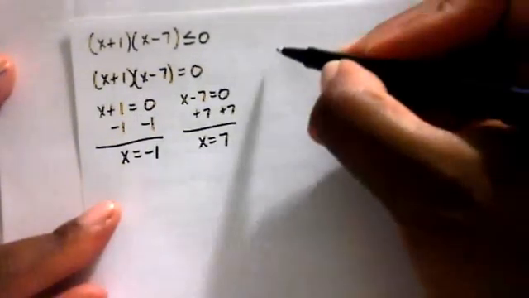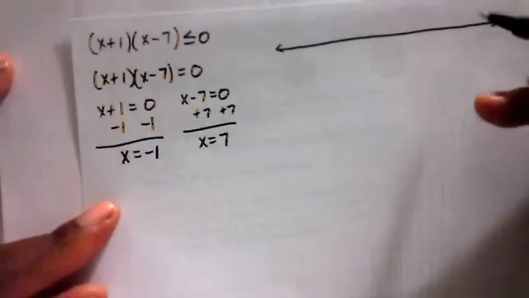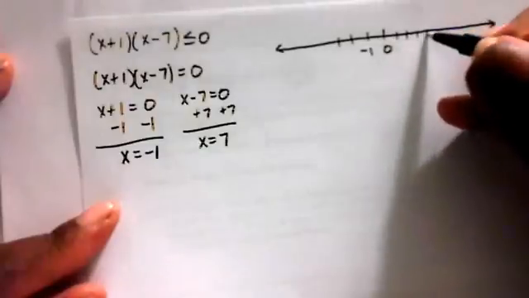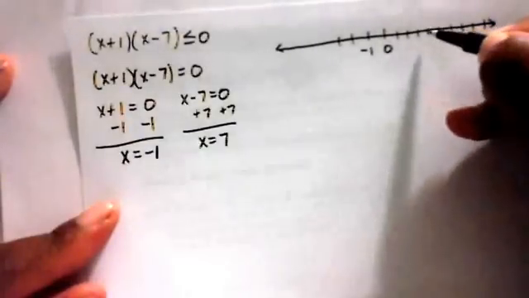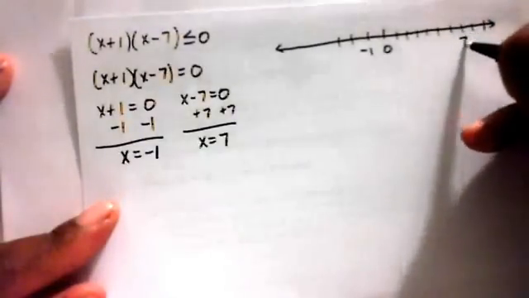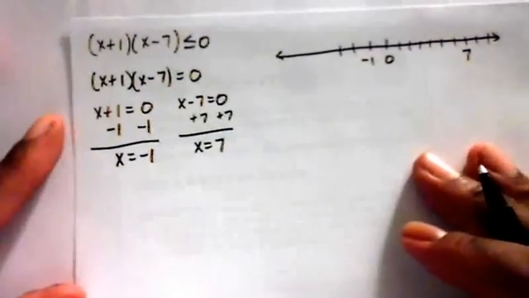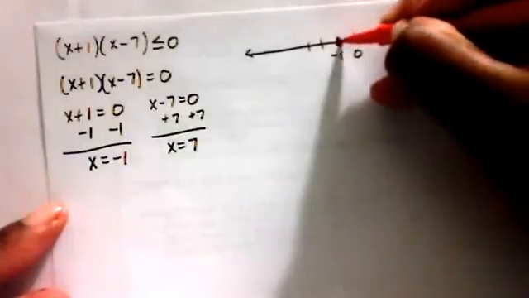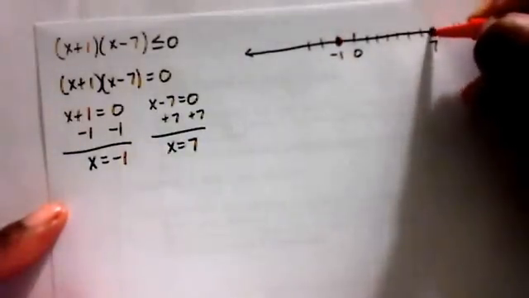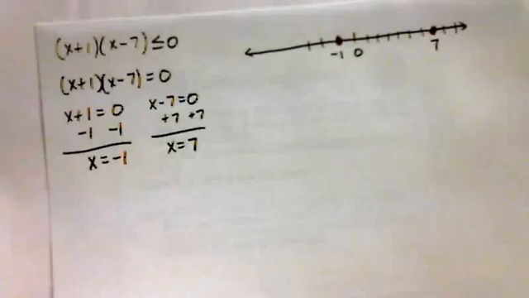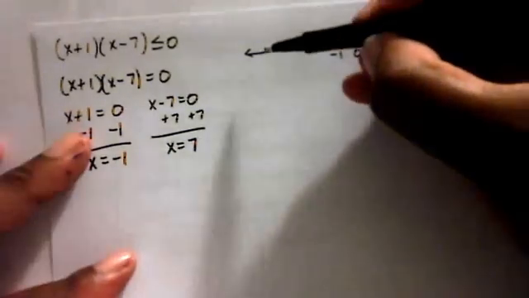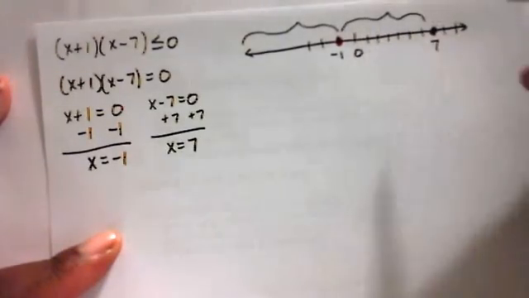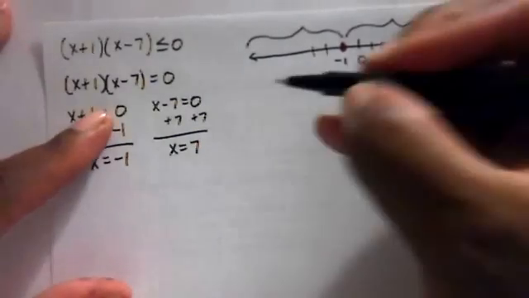Okay, so here is negative 1. And here's 7. Now it says less than or equal to, so we're going to put closed circles at negative 1 and another closed circle at 7, because they're going to be included in our solution set. Okay, so we have 2 boundary points. That means we have 3 intervals that we're going to be looking at. 3 of them.